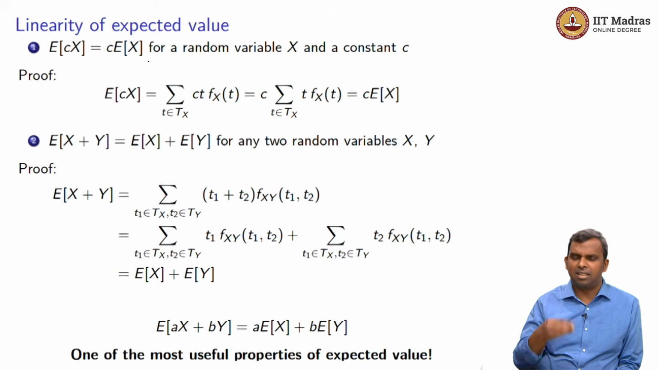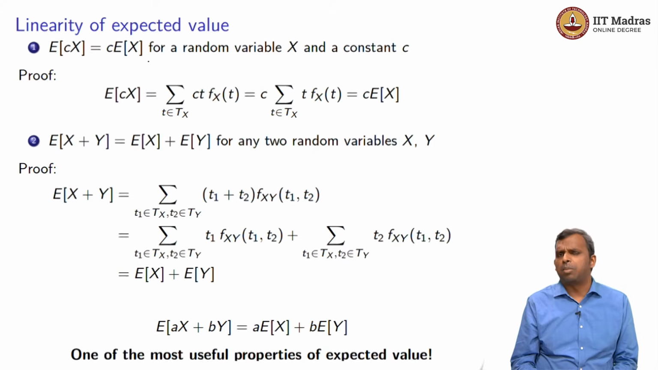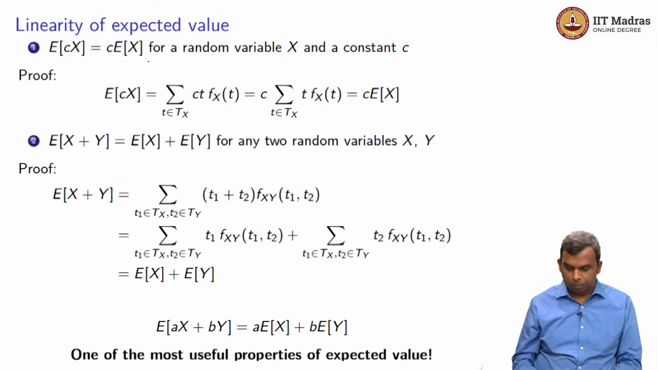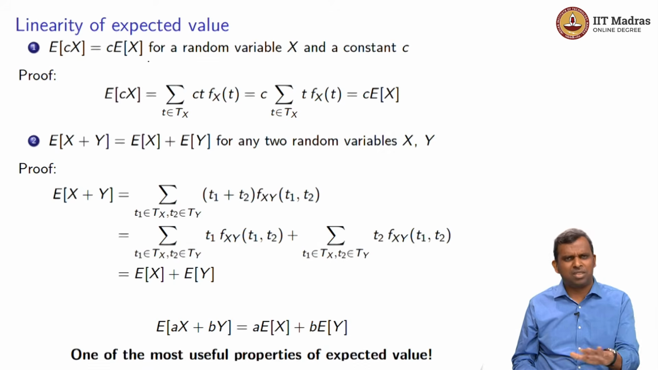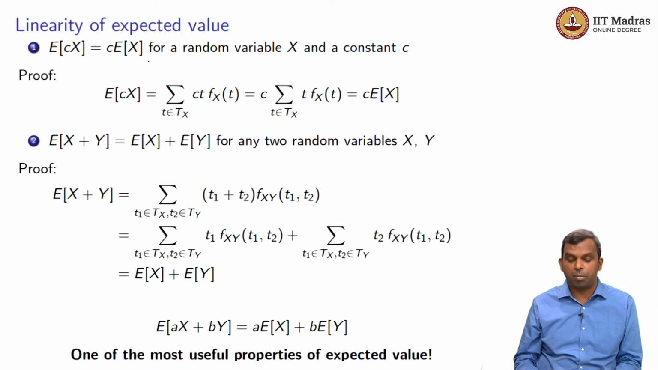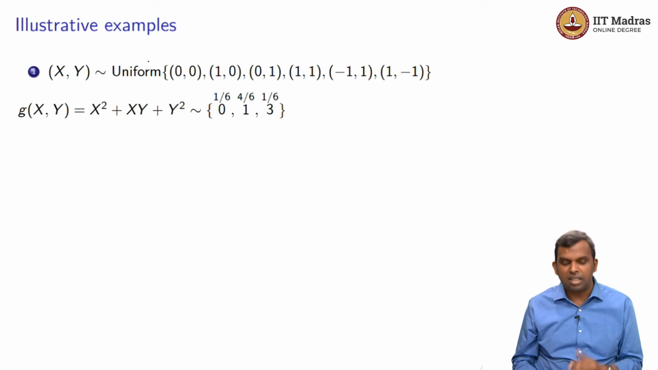Okay, so once again, this is very useful. It simplifies so many computations around expected value. And the proof you can see is very simple. So this linearity property is very crucial. So let's take a few examples.